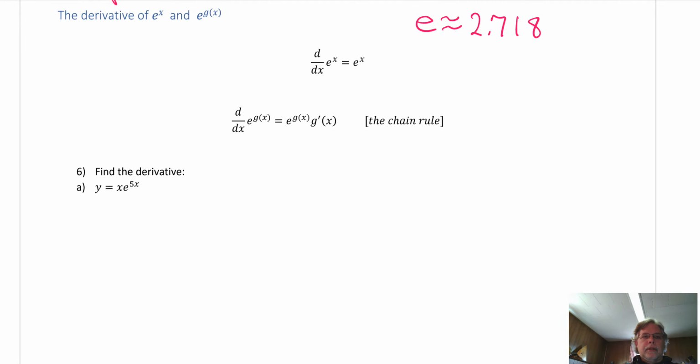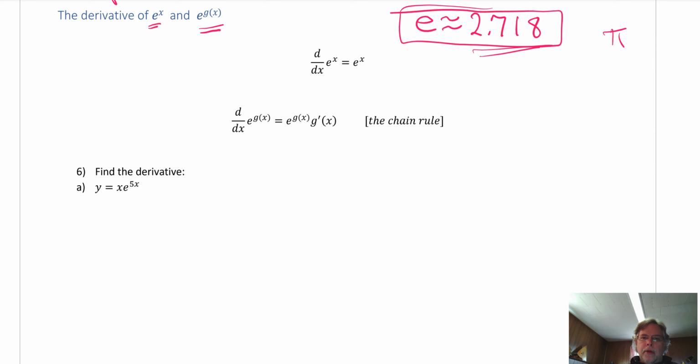Now here we're going to do the derivative of the function e to the x and functions of the form e to the g of x. E is the number e. Check a calculator. A calculator will have a key for e, like there's a key for pi. E is an irrational number. It has a decimal expansion that never ends and never repeats or has any group of repeating digits. It's approximately equal to 2.718.